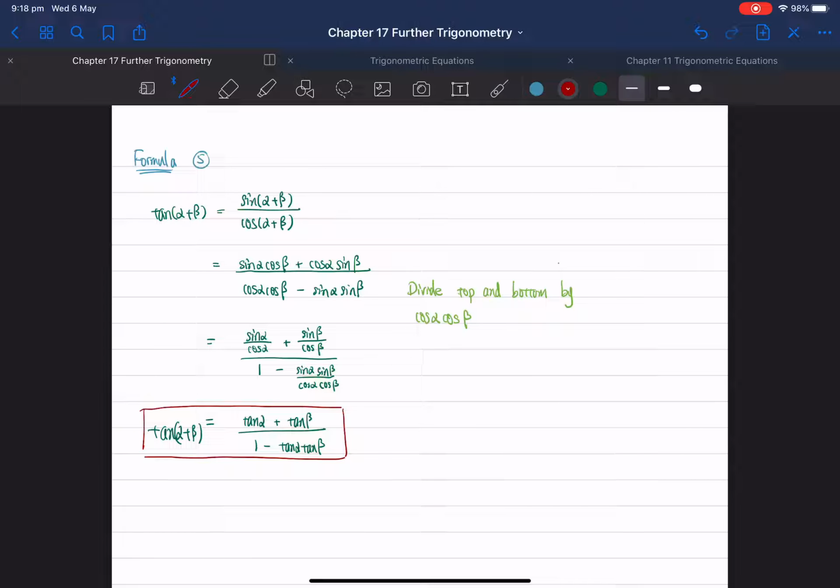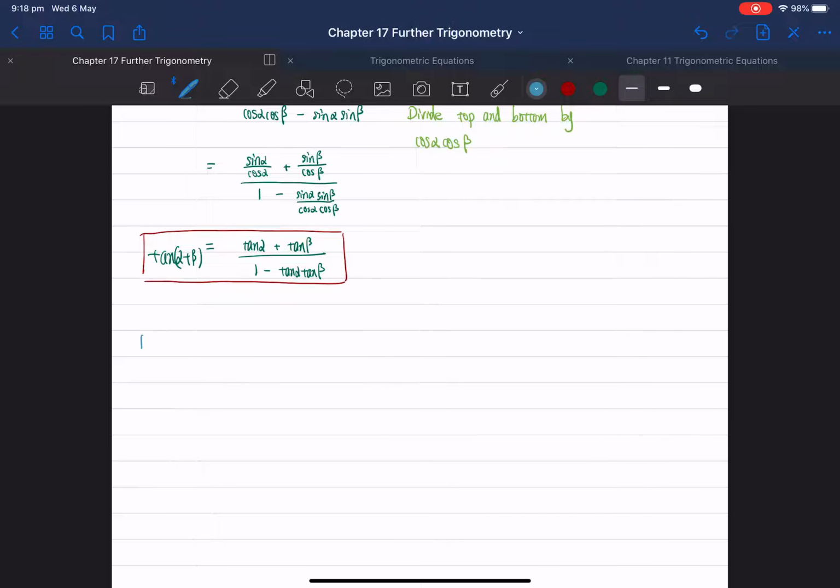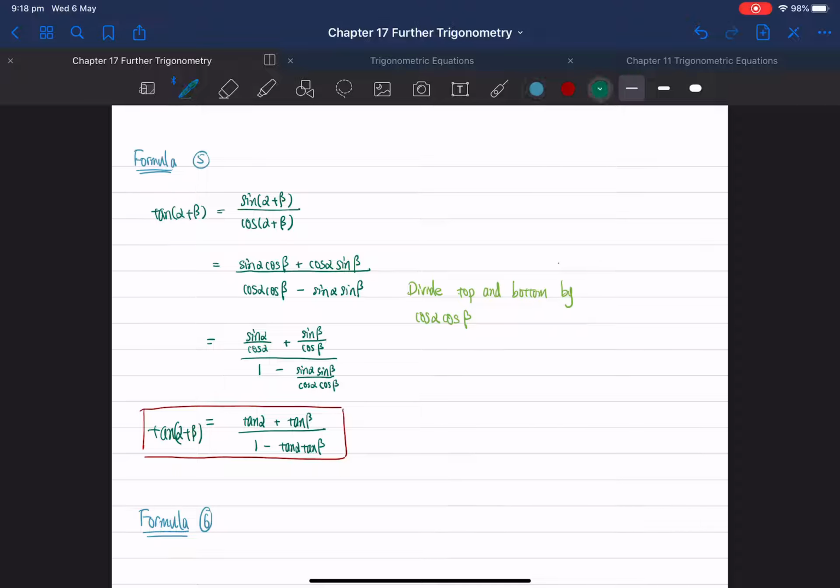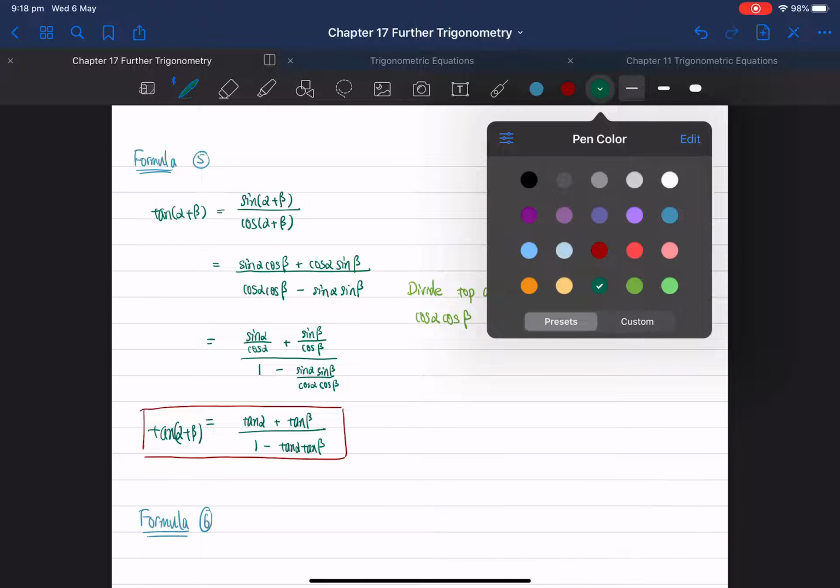All right, and the last one. Okay, last formula, formula number 6. And by now, I think you already know what formula number 6 is going to be. It's going to be the negative one. Now what I'm going to do is save a bit of time. I am not going to prove to you the negative one.